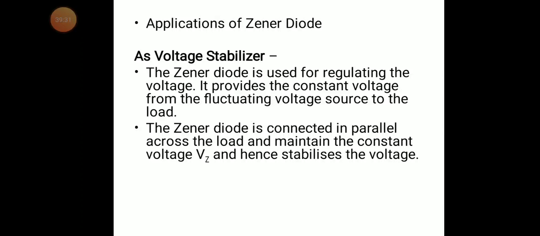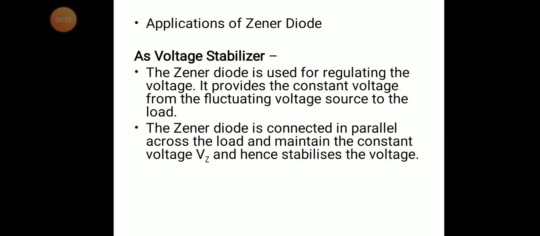The basic property of the Zener diode is that it provides a constant voltage across the Zener diode terminals. So what is the meaning? The Zener diode is used for regulating the voltage. What is the meaning of regulating? If you give any fluctuating voltage to the device, it will give a constant voltage at the output side.